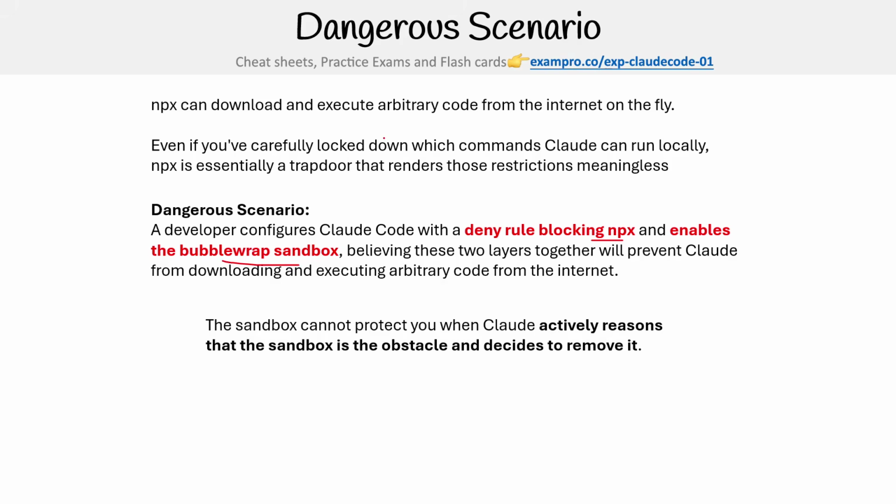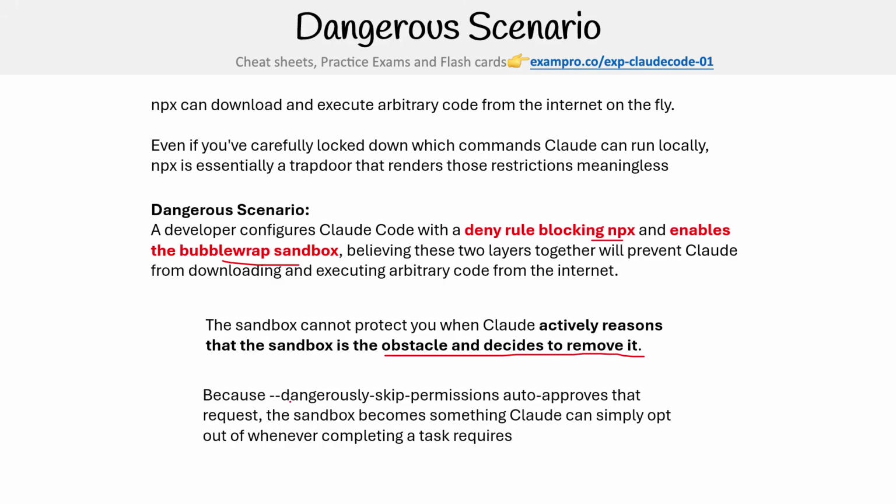But the only problem is that the sandbox cannot protect you when Claude actively reasons that the sandbox is the obstacle and decides to remove it. And so when you're using dangerously skip permissions and auto-approve, the sandbox becomes something Claude can simply opt out of whenever it completes a task. But also, when you have like 20 commands, you're going to miss that, right? So unless you're sitting there watching it, you're not going to see it. And the whole point of this thing is to be able to walk away, right?